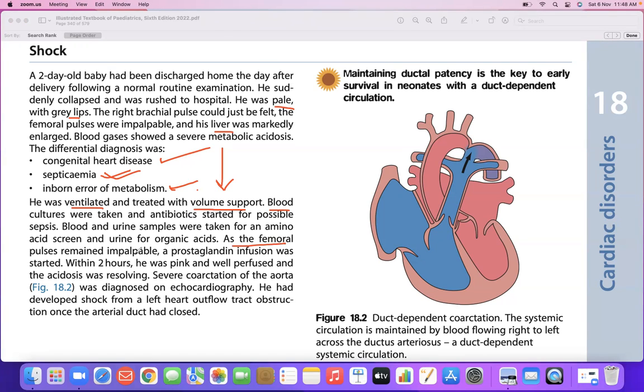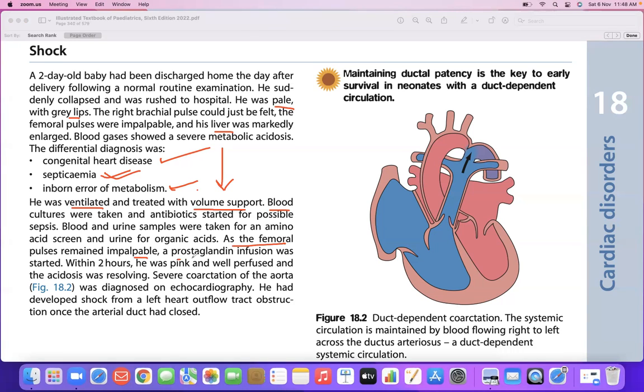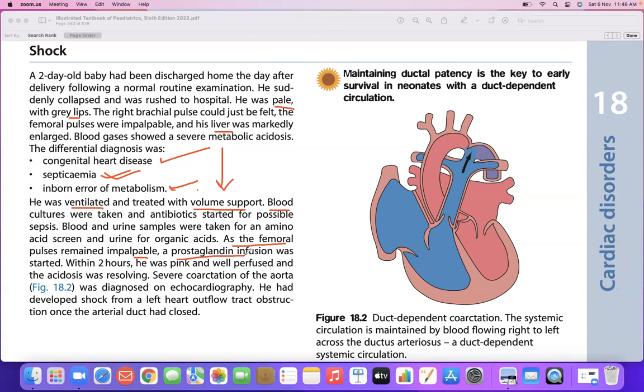As femoral pulses remained impalpable, a prostaglandin infusion was started. Sometimes there can be a situation where you don't have a facility to do an echo at that time. Since you started volume support and still the femoral pulses were impalpable, a suspicion of duct-dependent congenital heart disease was made and a prostaglandin infusion was started. Within 2 hours, he was pink and well perfused and the acidosis was resolving. Severe coarctation of the aorta was diagnosed on echocardiography.